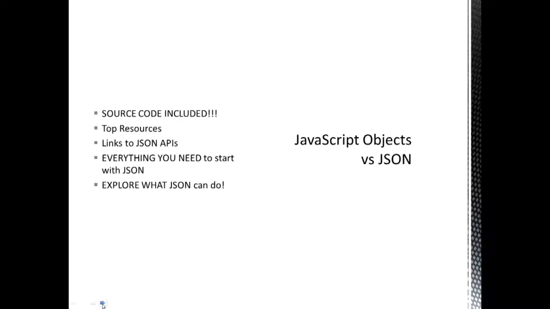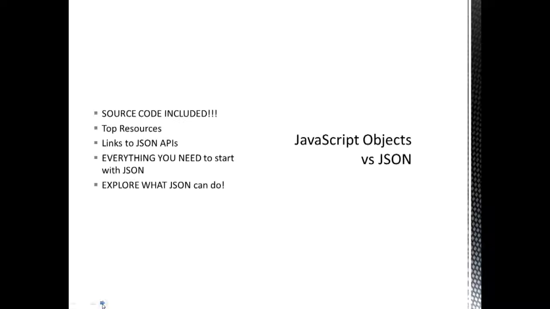I've also listed out the top resources and links to other JSON APIs. We're going to show you some of the JSON APIs, but there are thousands upon thousands of different JSON APIs available online that you can bring into your applications. With the top resources, I'm going to show you some of the most useful tools you can utilize when you're building out and structuring your JSON data. Everything you need is included within the course to start working with JSON.